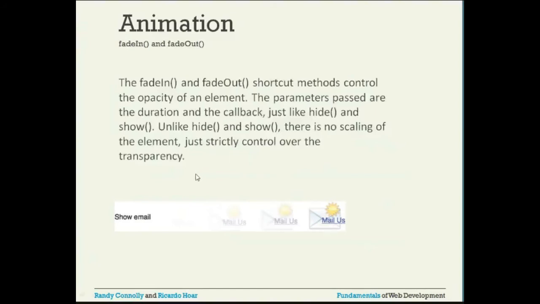The next methods are fadeIn and fadeOut. So it will fade in and it will fade out. These are shortcut methods to control the opacity of the element. It will slowly change the opacity of the particular element on which it is called. The parameters passed are duration and the callback. Similar to the hide and show methods, the duration will be used to fade in or fade out.